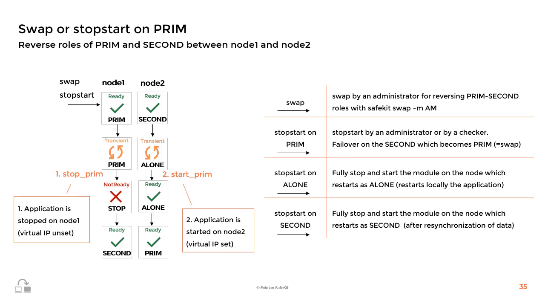During this execution, the state transitions from prim green to prim orange on node 1, during which the application is stopped and the virtual IP is unset. After that, the virtual IP is set on node 2 and the start prim script is executed on node 2, which transitions from second green to alone green, meaning that the application is restarted on node 2. After the module has stopped on node 1, it automatically restarts and transitions to the second green state after resynchronization of data. Finally, the roles of primary and secondary have been reversed between node 1 and node 2.